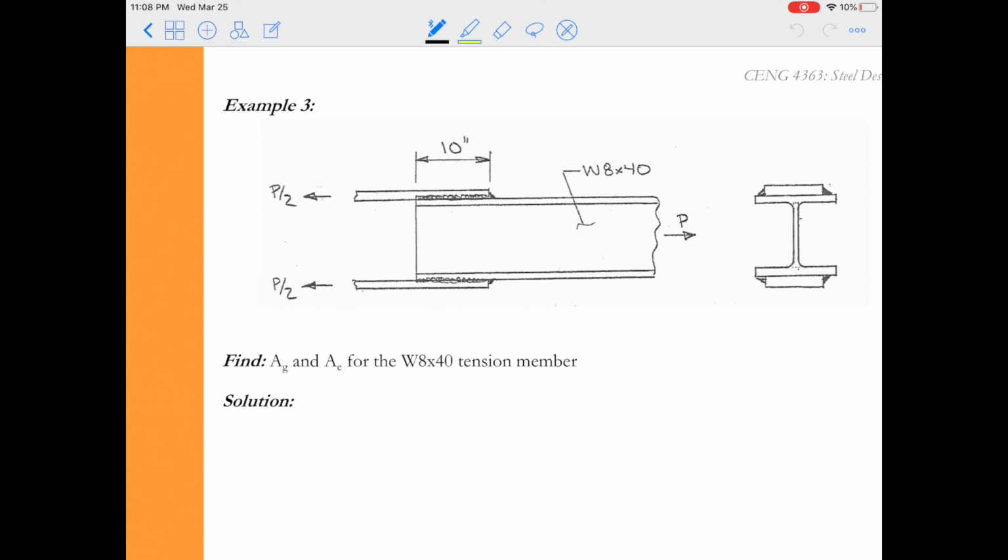Let's take a look at example 3 now. Example 3 has the same member, and the only thing that's really changed is the type of connection. It's no longer a bolted connection, it's now a welded connection. And the length of the connection also changed. From the very forward edge of the weld to the back edge of the weld, we're given that as 10 inches. So this is going to be very similar to example 2 with those two exceptions.